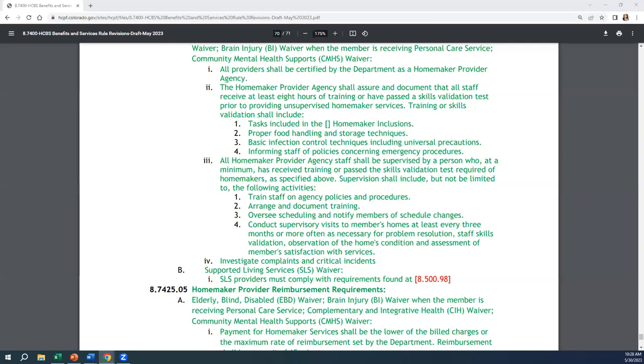Thank you, John. This is an ignorant question. Does this stuff on Homemaker, all of these rules, is that going to apply to the family caregiver program? That's my question.